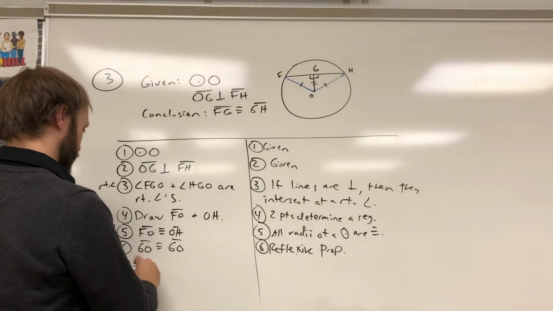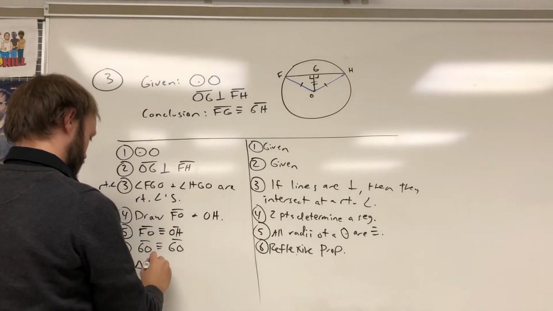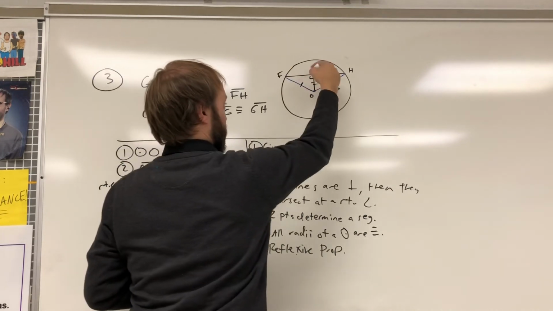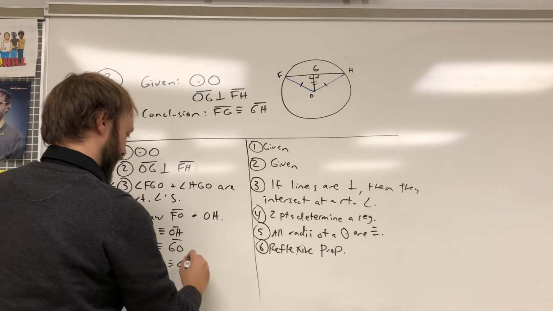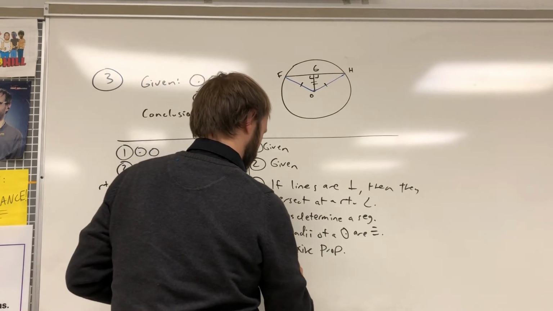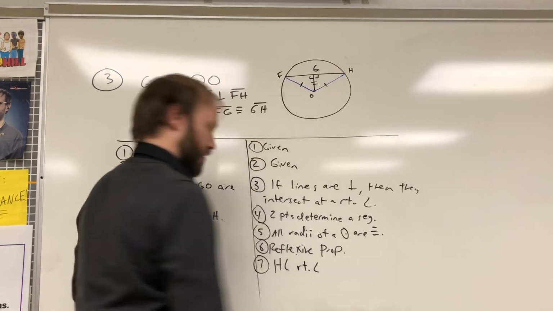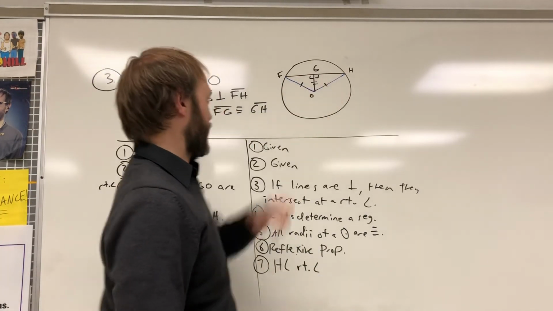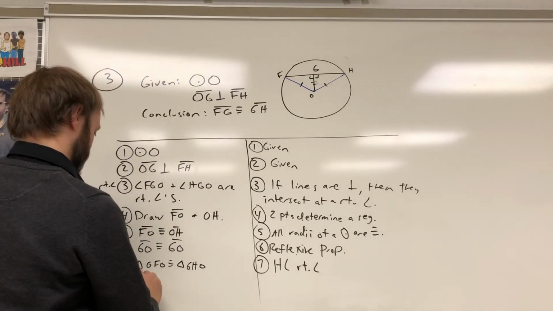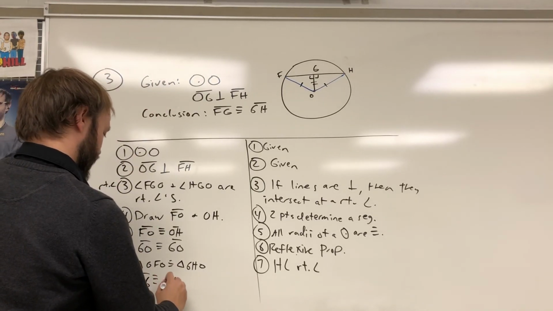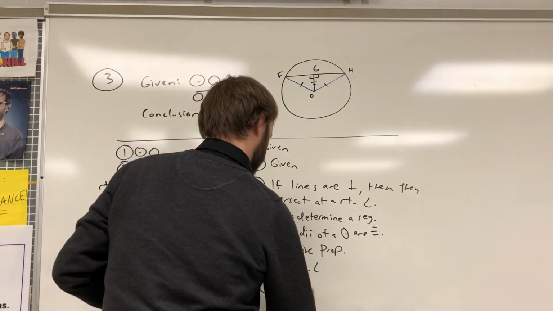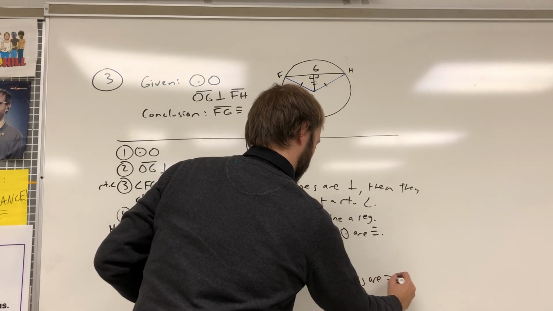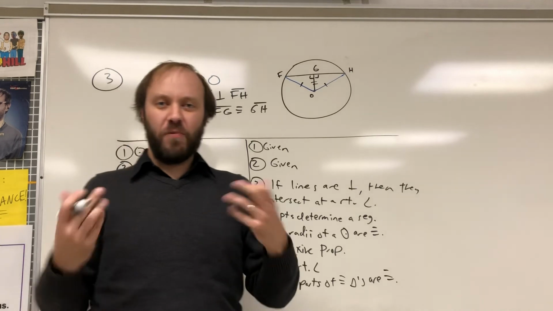So I can say triangle GFO is going to be congruent to triangle GHO. And that's going to be by the hypotenuse leg rule, or sometimes I write hypotenuse leg right angle to remind myself that I have to have right angles. Once the triangles are congruent, I know that FG and GH are corresponding parts of those two triangles. So I can say that FG is congruent to GH because corresponding parts of congruent triangles are congruent. So pretty straightforward if you put those auxiliary lines in.